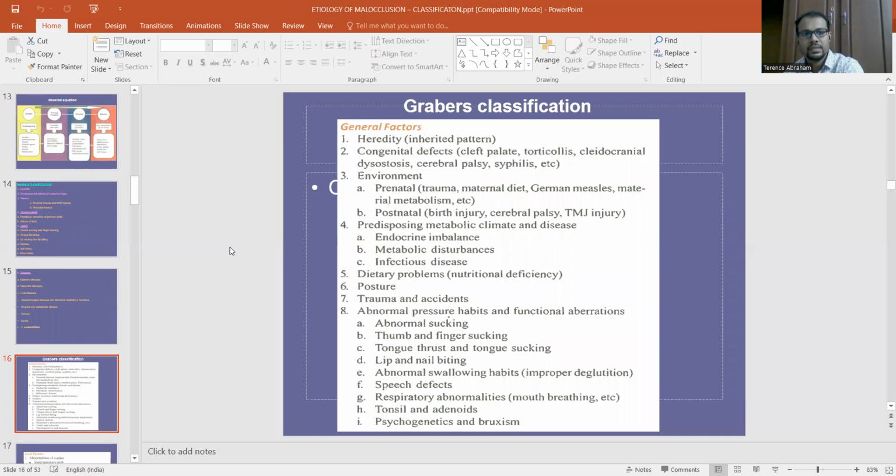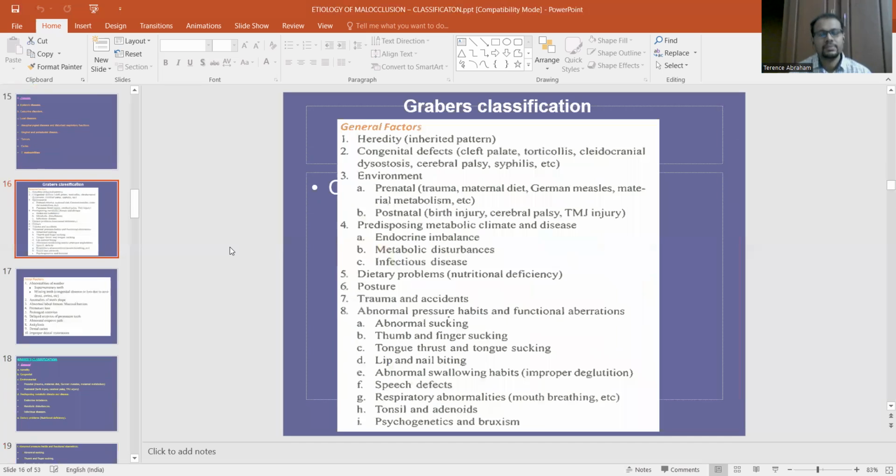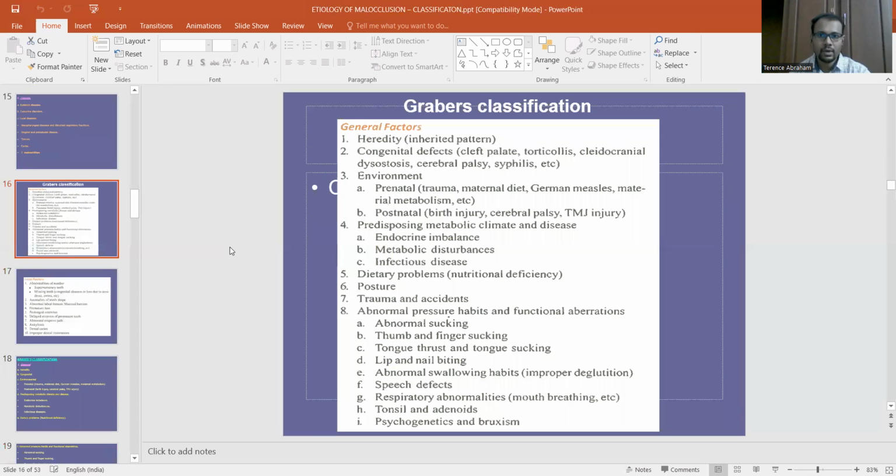Then next, Moyers' and Dockeray's classification is already over. Then coming to Graber's classification. This is the most important classification of etiology of malocclusion. We classify the etiology of malocclusion into mainly two types: general factors and local factors.